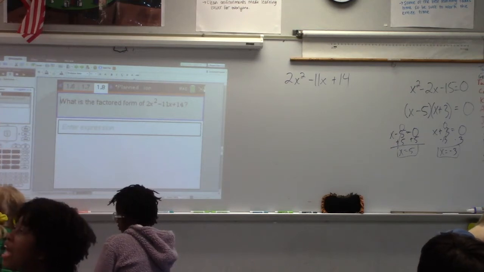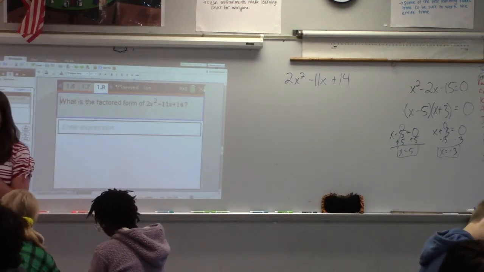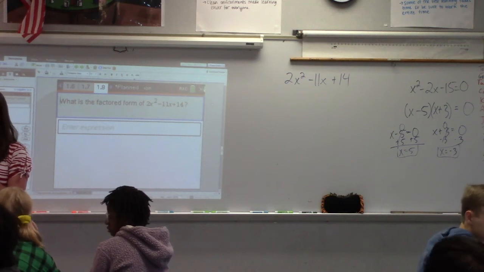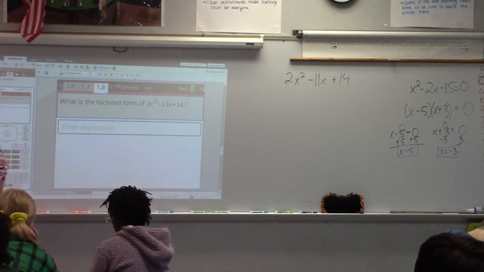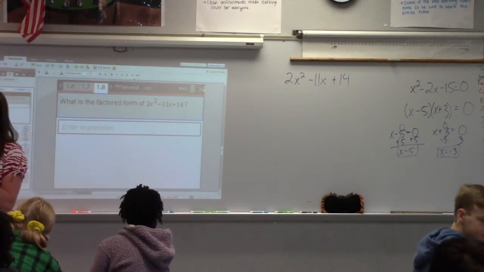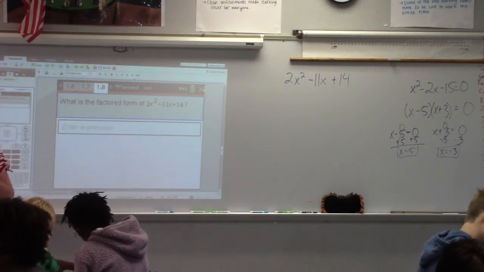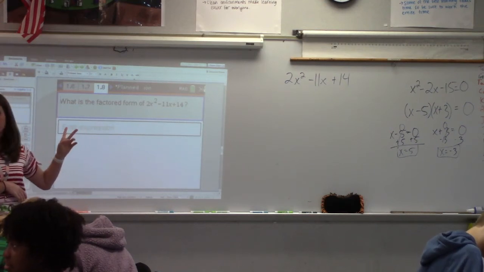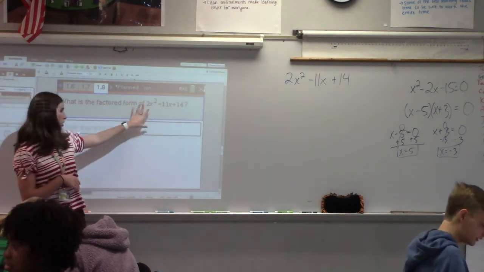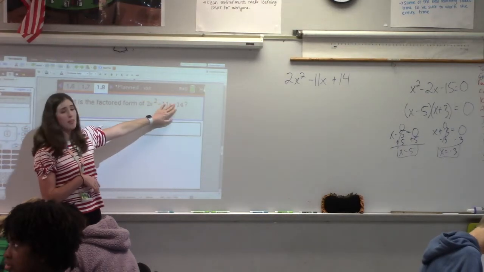Okay, you got that? So this can work, but this is why I don't teach this method. You actually have to go back in once you get to here, and you have to divide by 2. It's called a slip and slide method or something like that, and you get x minus 2 times x minus 7 halves.